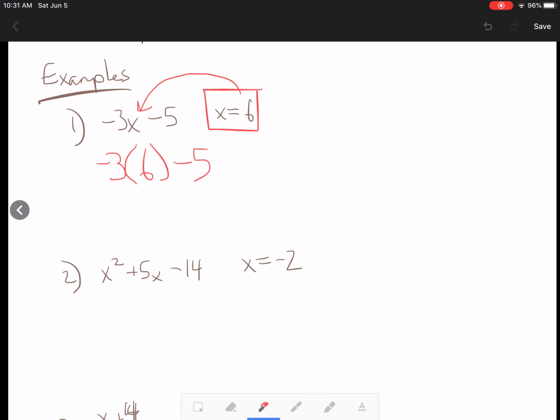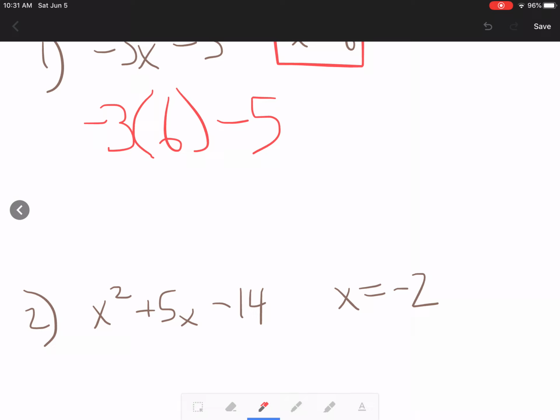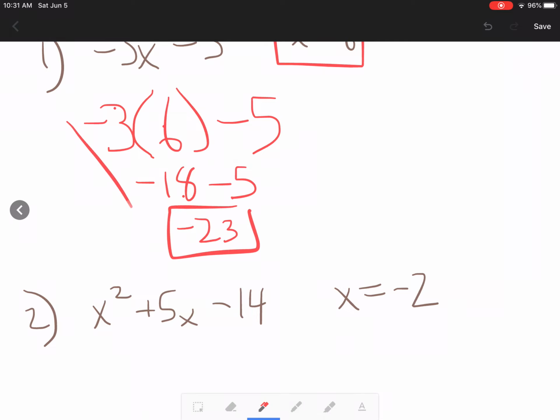Now we're going to work on funneling our work a little bit more. We'll use order of operations. Negative 3 times 6 has to happen first, so that's negative 18 minus 5. And then negative 18 minus 5 is negative 23. So notice again how I'm funneling my work here.